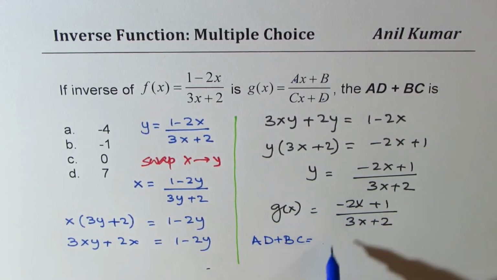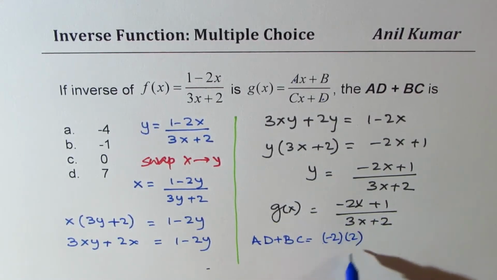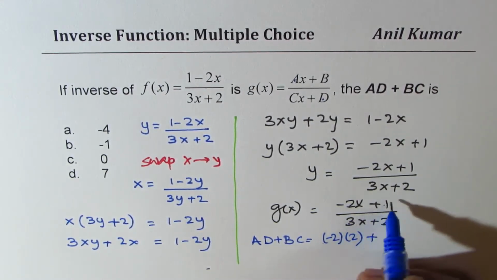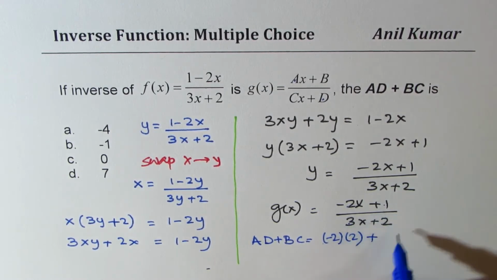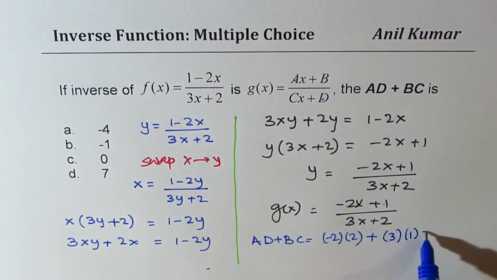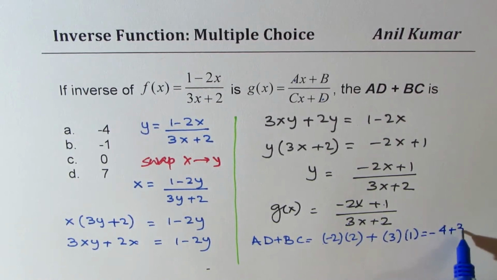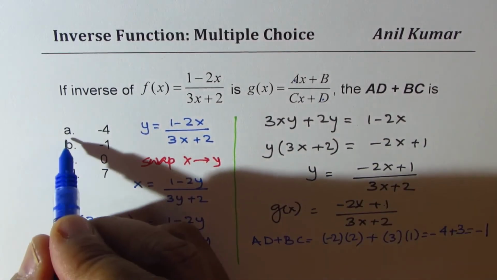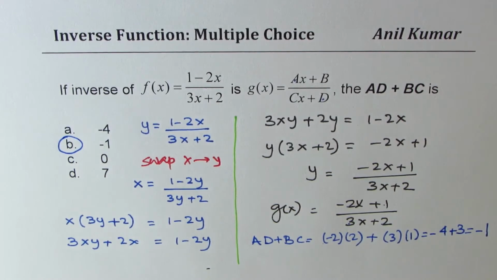Now we can calculate AD plus BC, which is A times D plus B times C. That is 2 times minus 2, plus 1 times 3, correct? Minus 4 plus 3, which is minus 1. So option B is the right option.